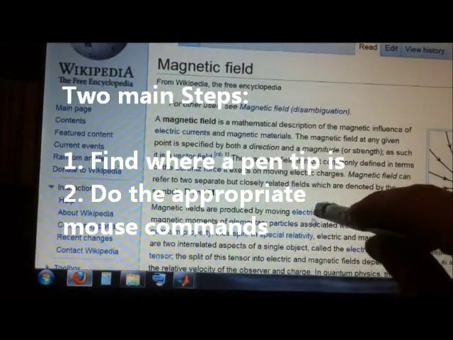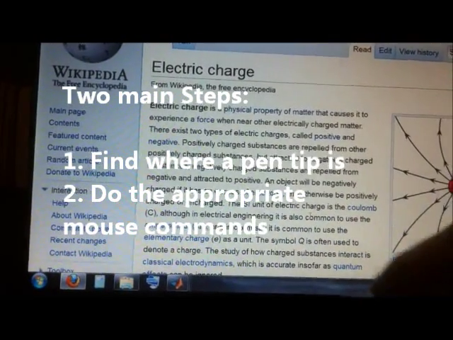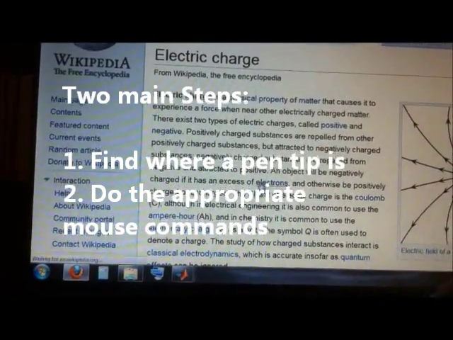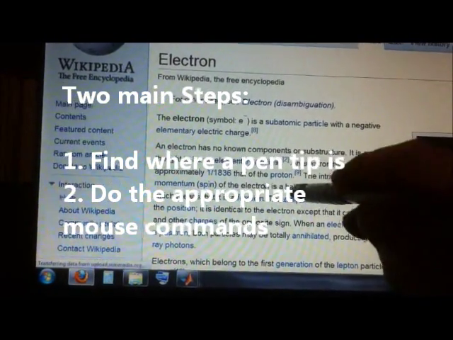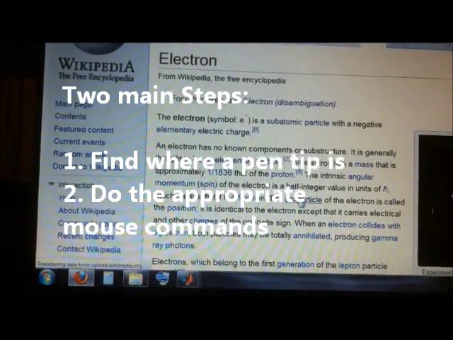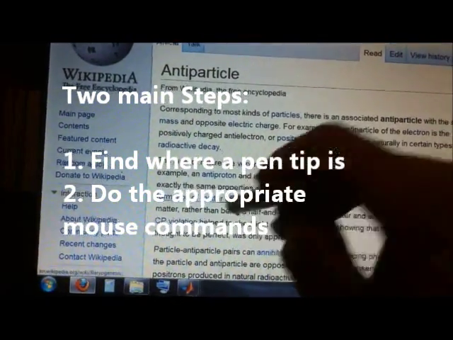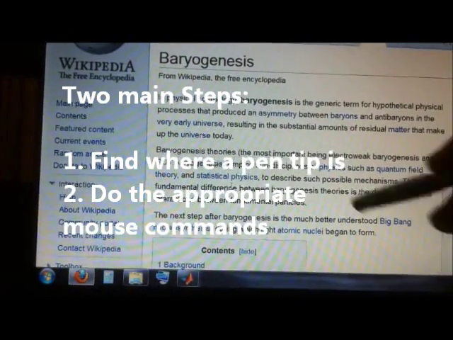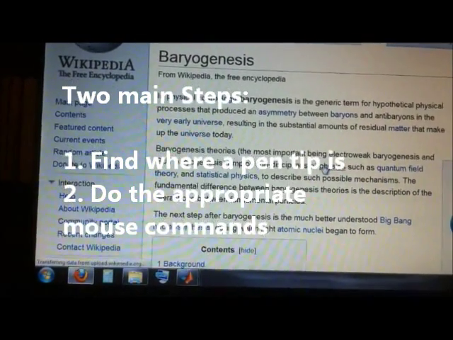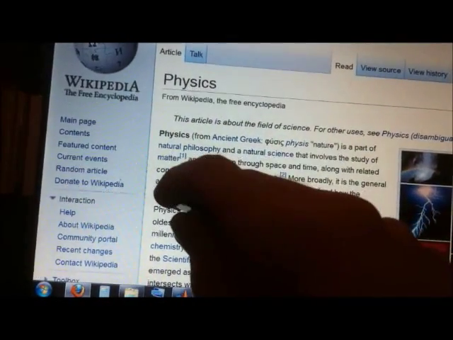There are two main steps involved with implementing this. The first is to find where the pen tip is, and it is the pen tip because, just like at any regular smartboard, you interact with a pen. And the second is to do the appropriate mouse commands at the appropriate position on the screen.